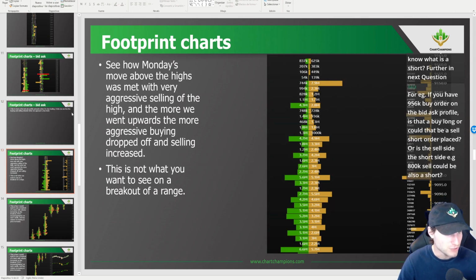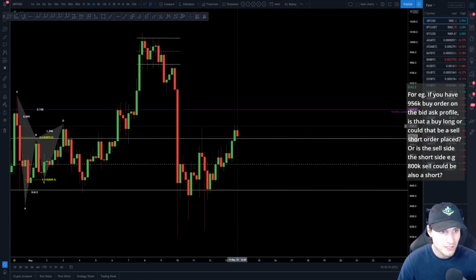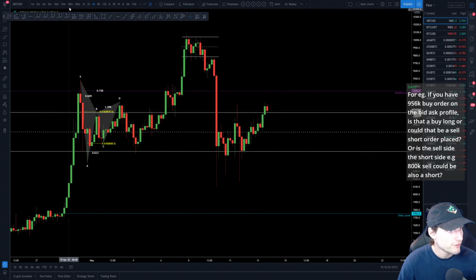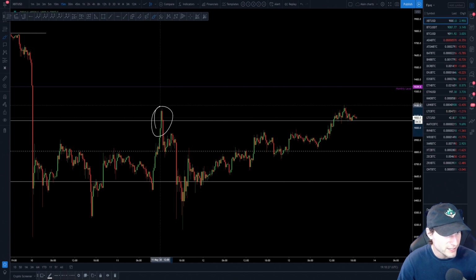So how do you use this then? So see, this is Monday's high. So this was our Monday's high literally 2 days ago. You see price move above the highs, which was met with very aggressive selling. Just so you're aware, by the way, when I refer to Monday's high, I'm referring to this candlestick here. So this obviously is the action I'm referring to right here. That's what I refer to.